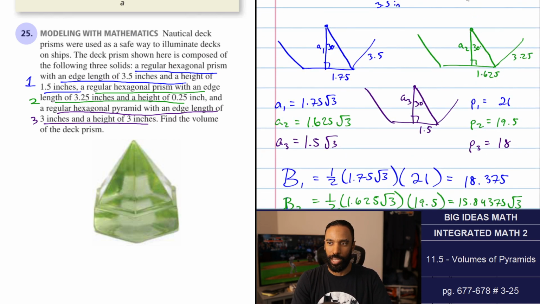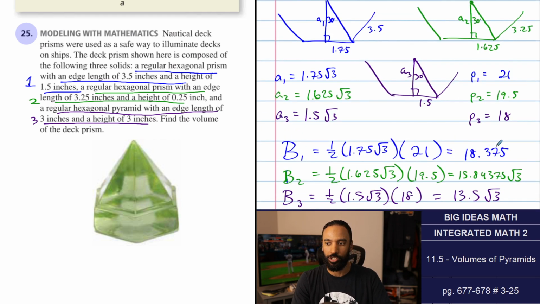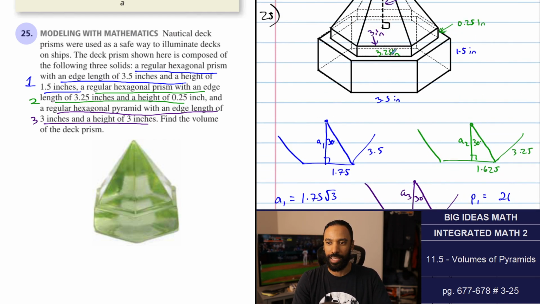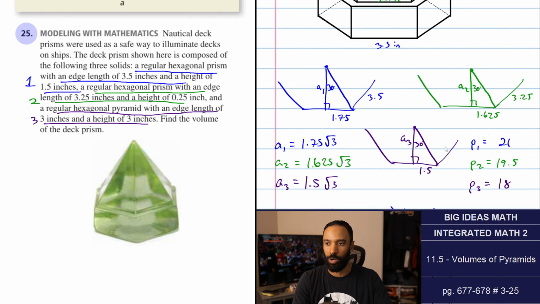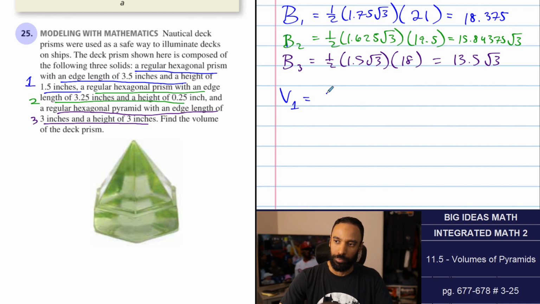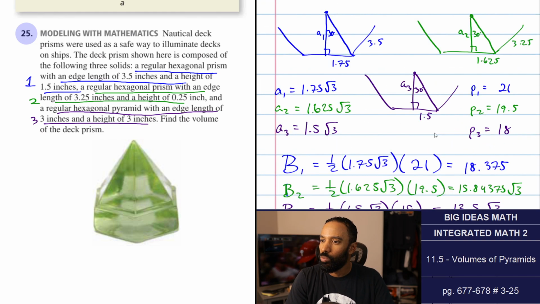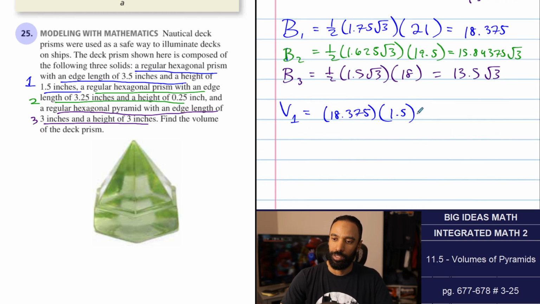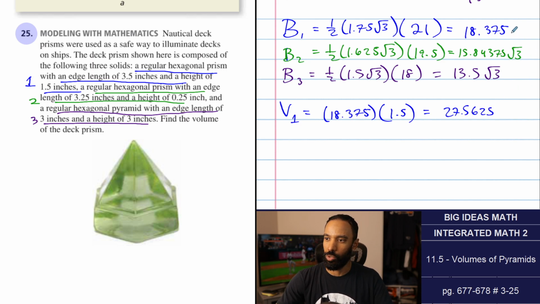They all have different heights and such, so I want to get the areas of the bases first because they all have similar aspects in what they do. All different heights and different shapes for some of them. So this is a height of 1.5, so the volume of the first one is area of base times height, 1.5. And we'll get that. 18.375 times 1.5 is 27.5625. Oh, this needs a root 3. I'm sorry. Root 3. Okay.